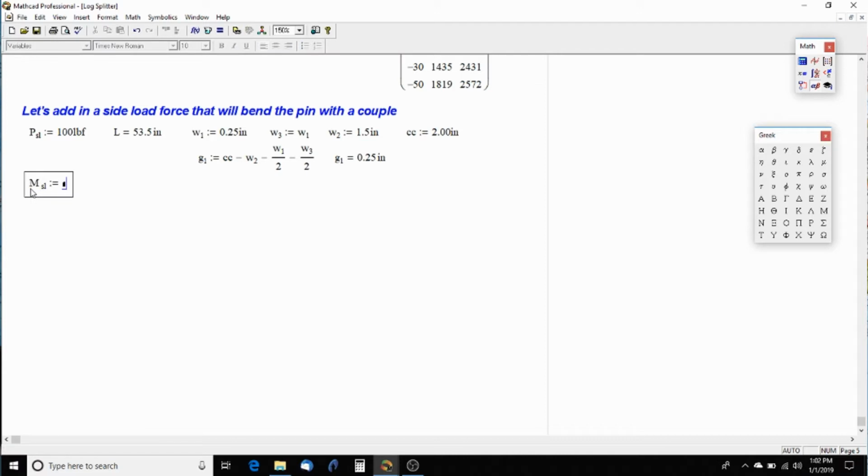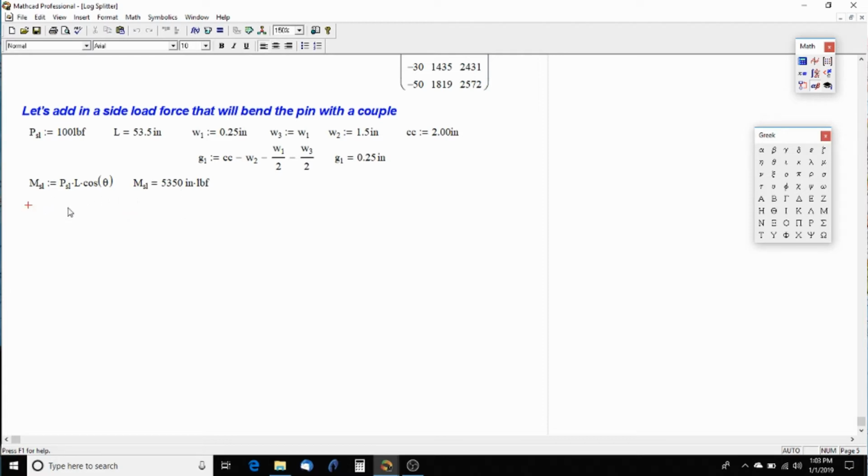Okay, so the next thing we're going to do is calculate our moment from the side load, and that's going to be our force of the side load times length times the cosine of the angle, which for this case we've specified to be 0. And we're going to calculate our moment here. And that's 550 inch pounds.